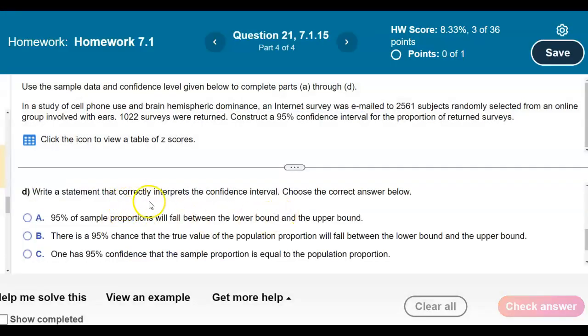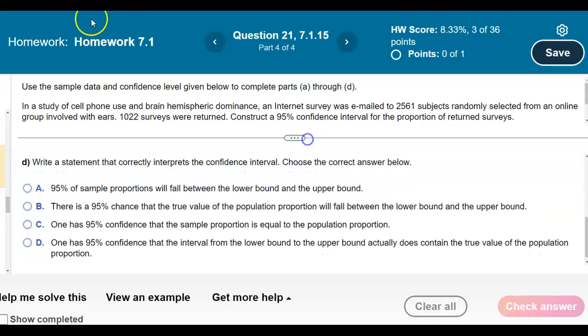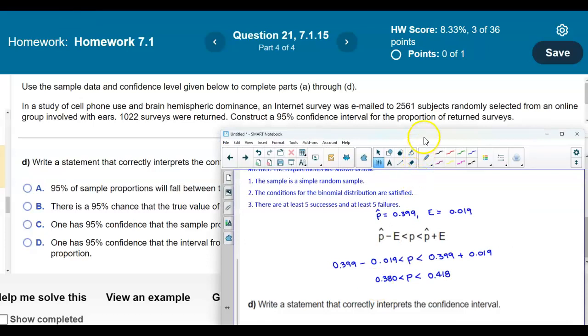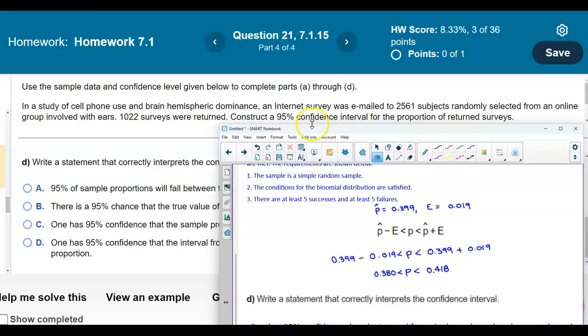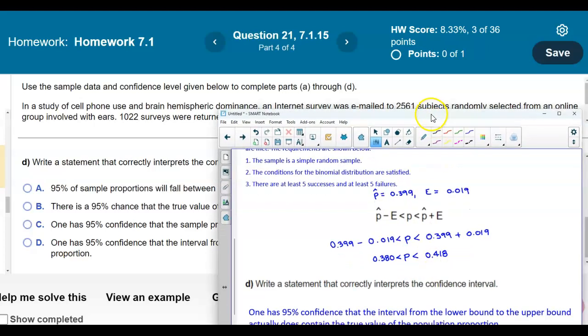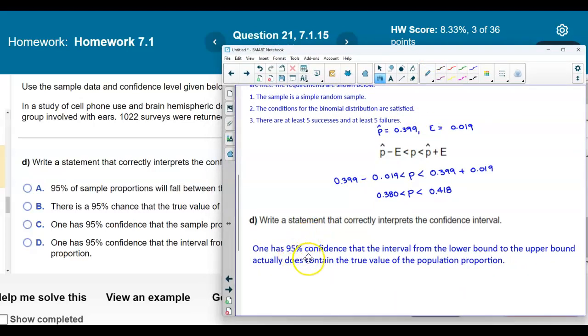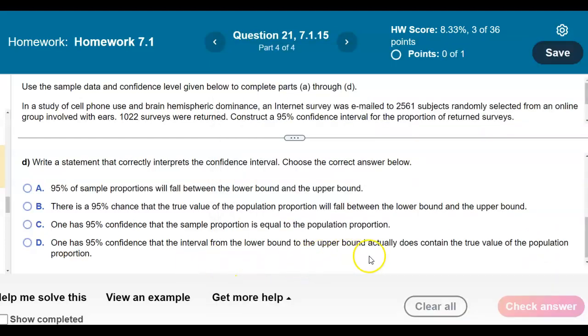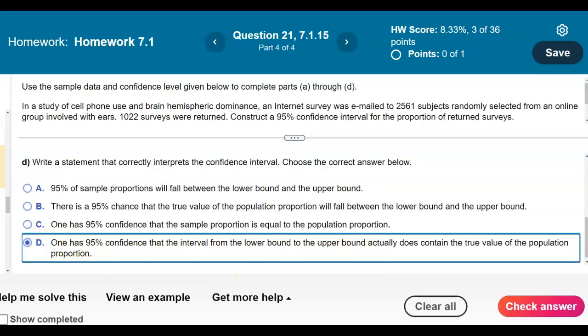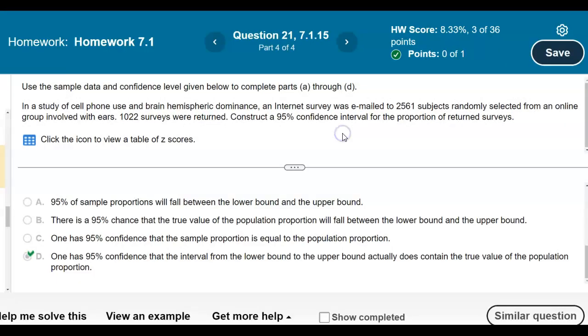Now we need to write the statement that correctly interprets the confidence interval and then choose the correct answer below. We want to say that one has 95% confidence that the interval from the lower bound to the upper bound actually does contain the true value of the population proportion. So that would mean that it would be D. And there is our result.